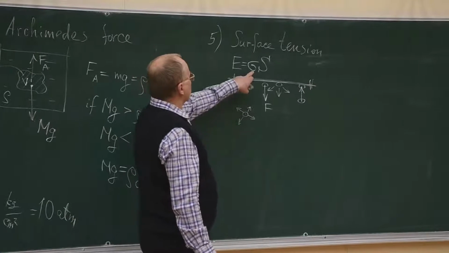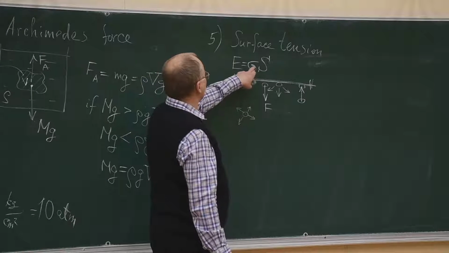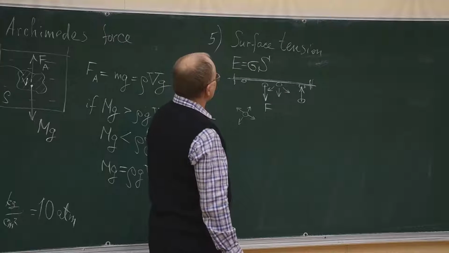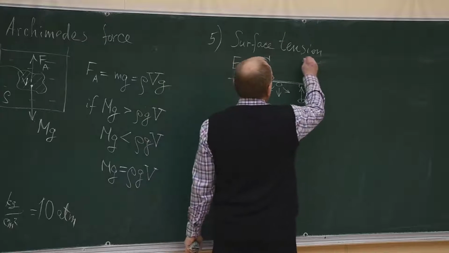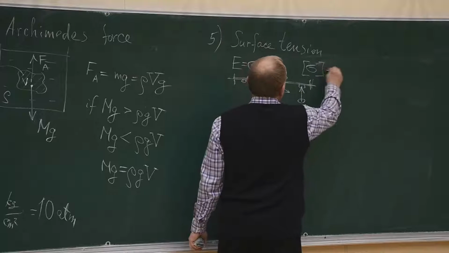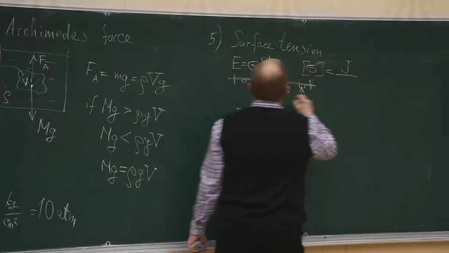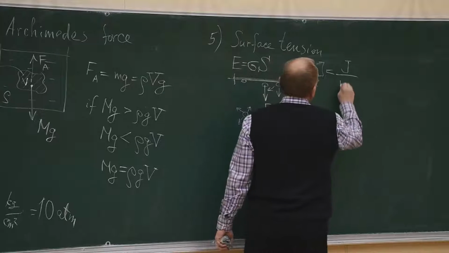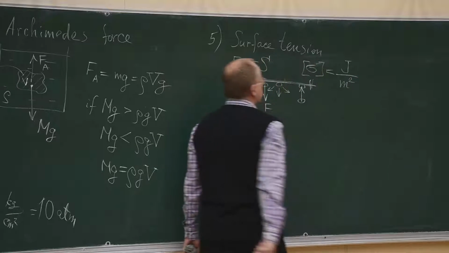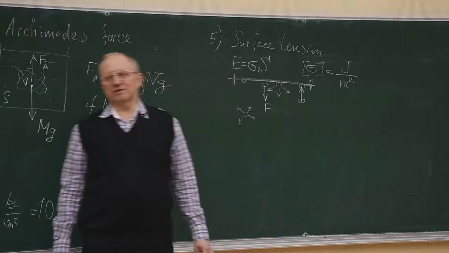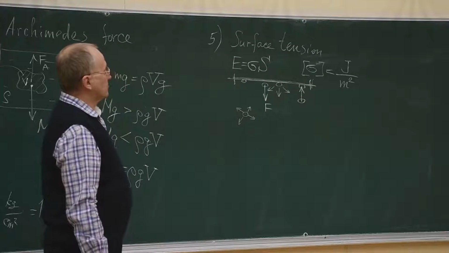So this physical quantity has the dimensions of energy, which is measured in joules, divided by meter squared, which is the measure for the area of the liquid surface.